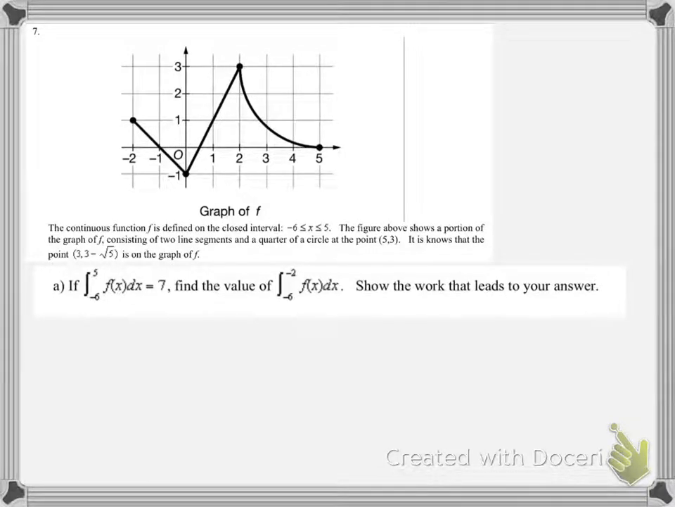This is the first part of a word problem. So as we read through the given information, every bit of it is going to be used, but not all in part A.